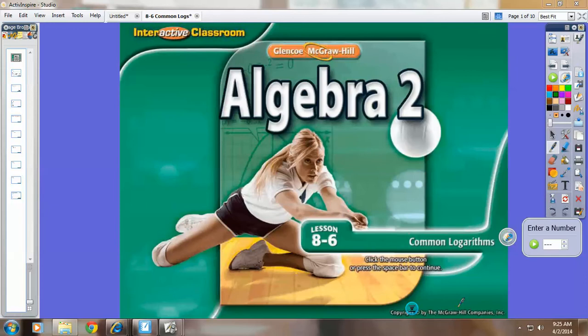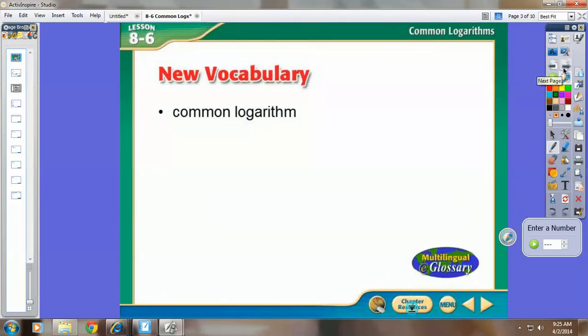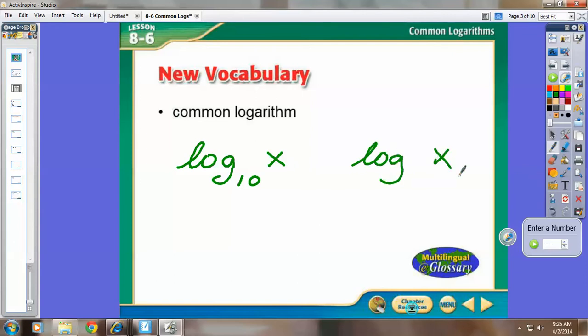The common log, as I'm referring to it, is going to look like this. It has a base of 10. If it has a base of anything else, it's not considered a common log. It has to have a base of 10. Common logs are so common that it's understood that you have a base of 10. So if there is no base, it's understood to be a common log with a base of 10.